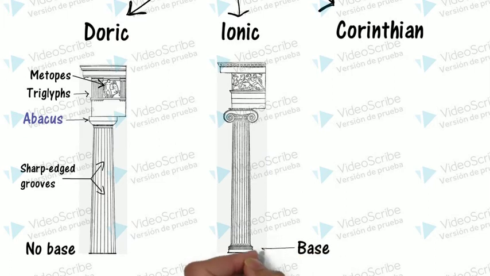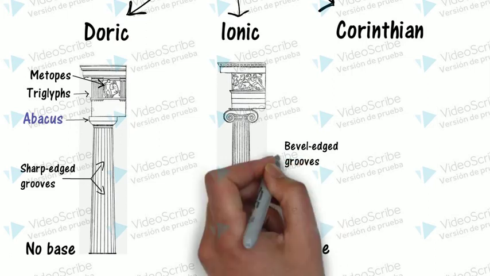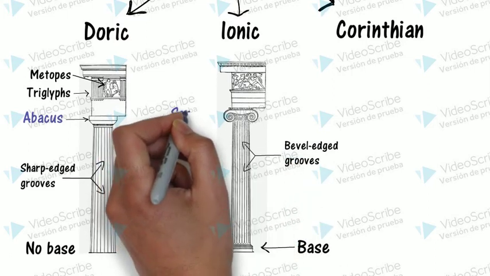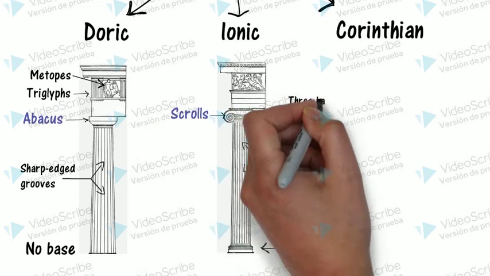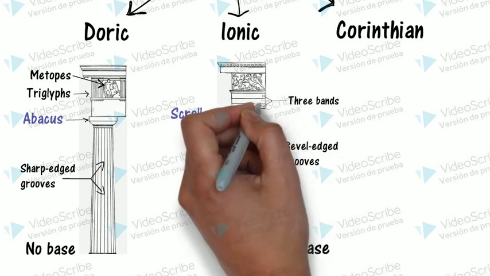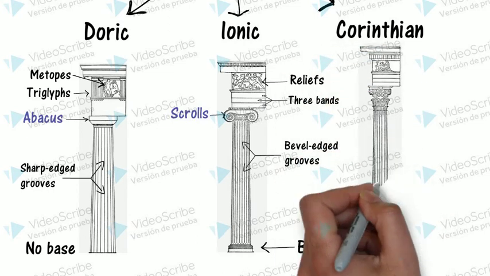The Ionic is more elegant and slender. The column has a base and the shaft presents parallel bevel-edged grooves. The defining feature of the Ionic order is the scroll or volute in its capital. The architrave is divided into three parts, and the frieze is decorated with reliefs.